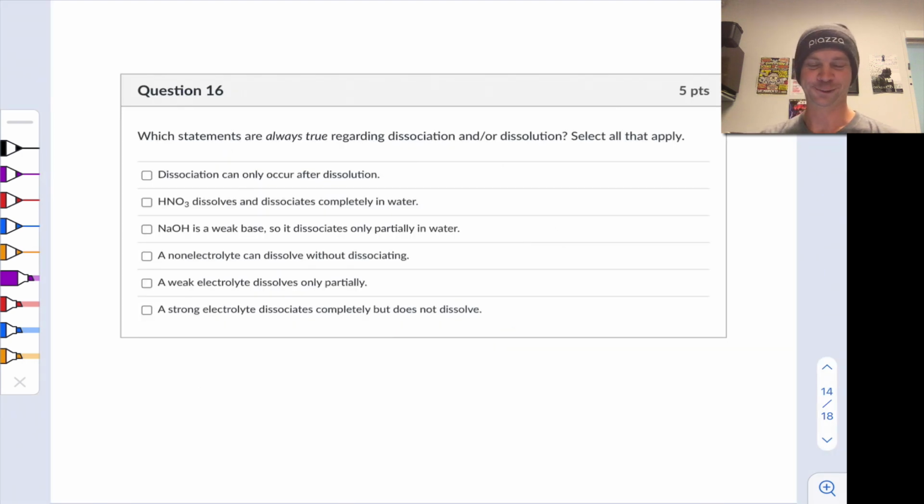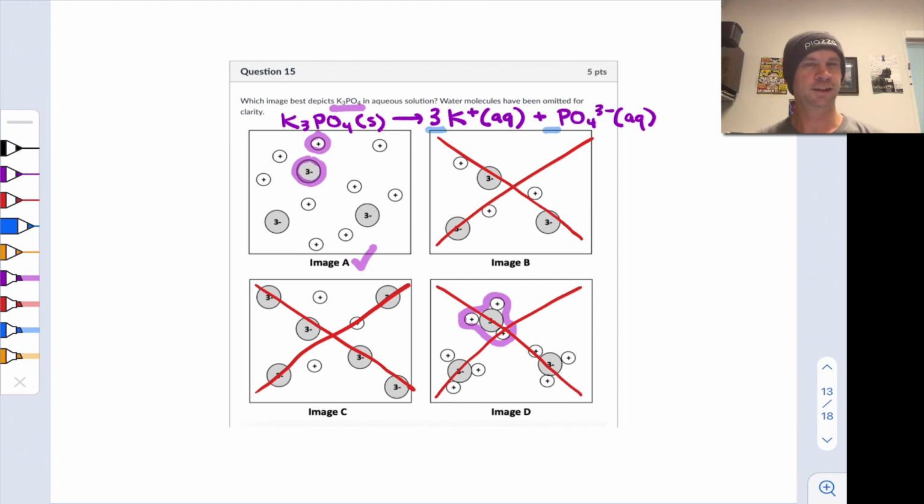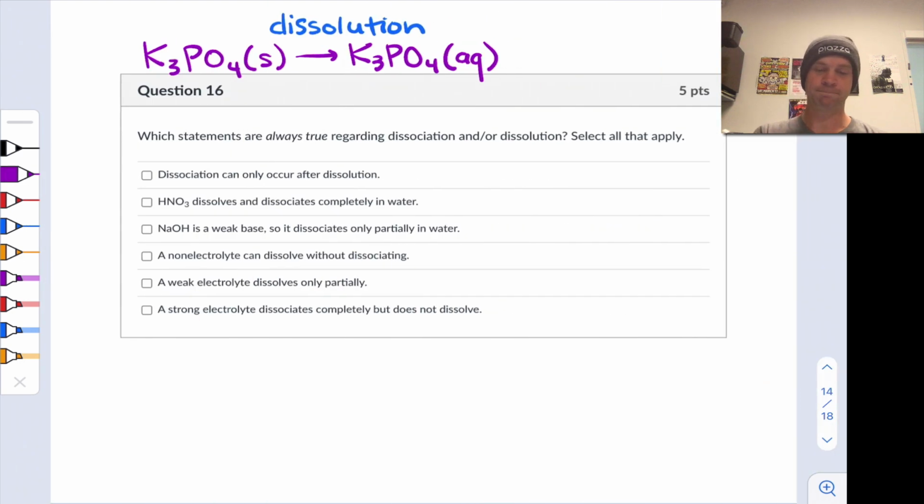Speaking of dissociation and dissolution, question 16 is a conceptual question about dissociation and dissolution. And actually, just to jog our memory on this, I'm going to harken back to the previous question where we looked at potassium phosphate. Dissolution refers to the conversion of K3PO4 from a solid to an aqueous situation with those formula units still intact, is one way to think about it. This is what we call dissolution. And it corresponds to producing a situation like we saw in image D on the last slide, where the formula units are still intact. They haven't dissociated.